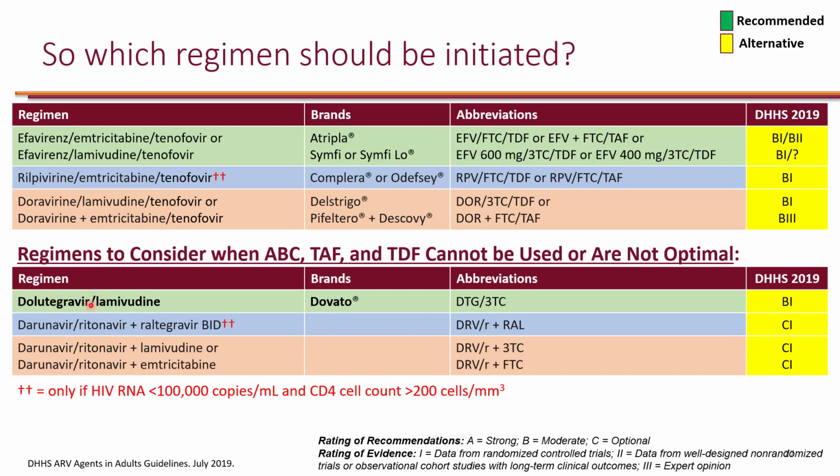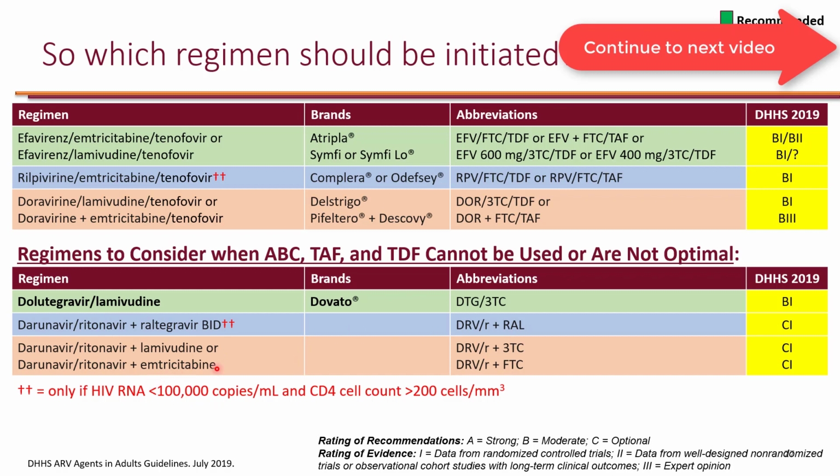So you can actually use this as initial therapy if you have reason that your patient should not get abacavir, TAF, or TDF. And there are some other protease inhibitor darunavir regimens that you can use alternatively, and these pretty much violate the rule that you need two NRTIs as the backbone.